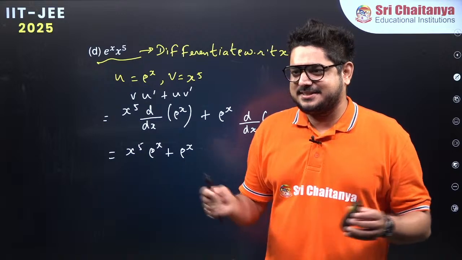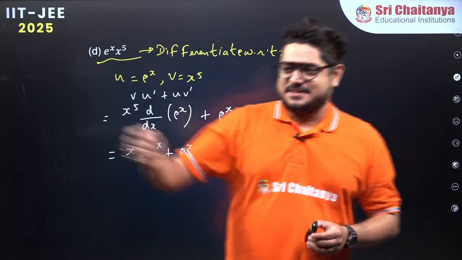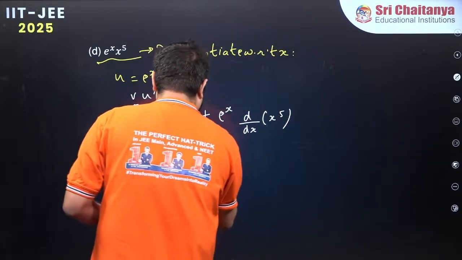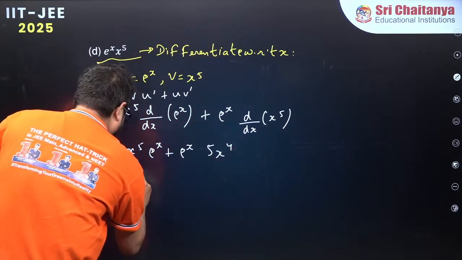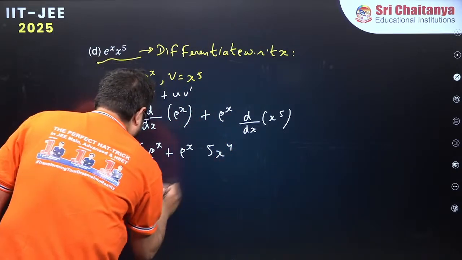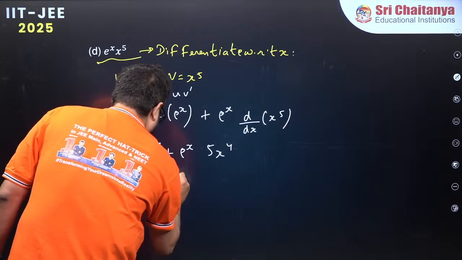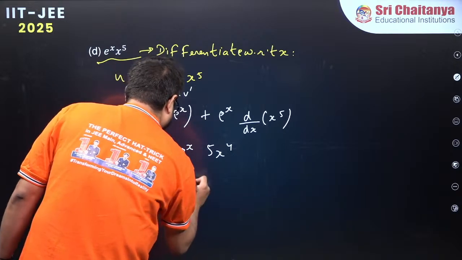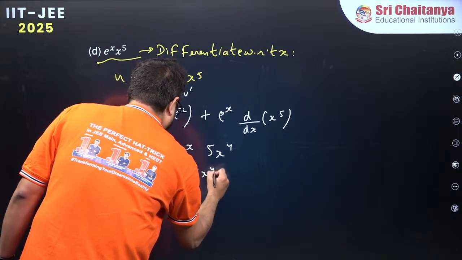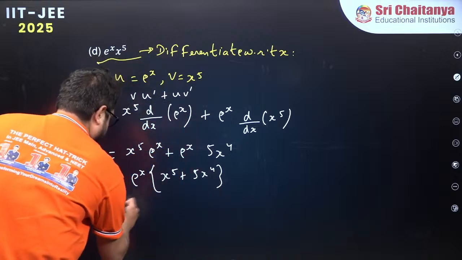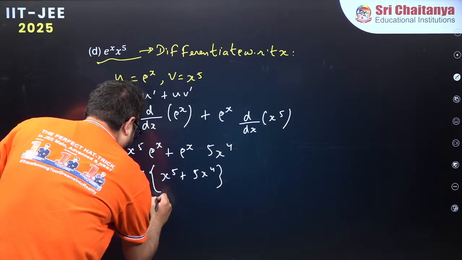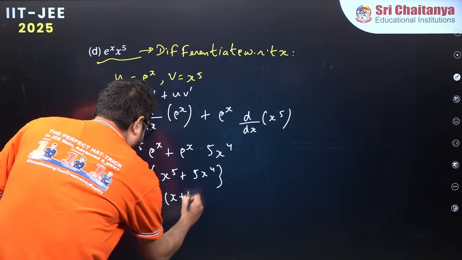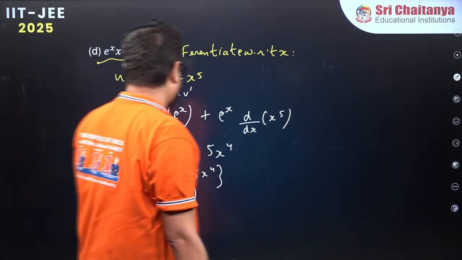Right, correct. Yes. So it is going to be e to the power x, 5x to the power 4. As a result, I will be getting e to the power x. Take it as common outside the brackets: x to the power 5 plus 5x to the power 4. You can also take x to the power 4 outside. As a result, I will be getting x plus 1. Yes or no, everyone?